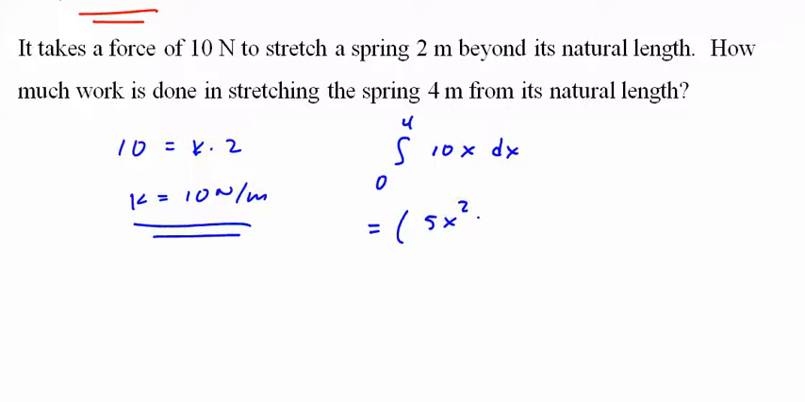5x squared, 0 to 4, which is 5 times 16, which is 80. And x is given in meters, so then newtons is all that's left over. Pardon me. My bad. Work is measured in Newton meters, which I believe is known as a joule, but I'm not going to mess with that right now. Newton dot meters. Make sure I did that right. Nope, I did not.